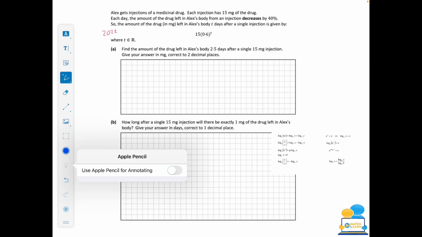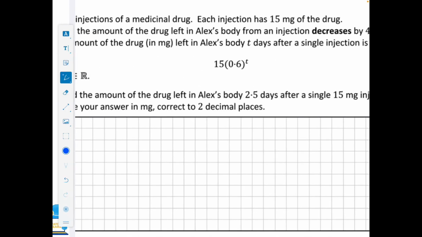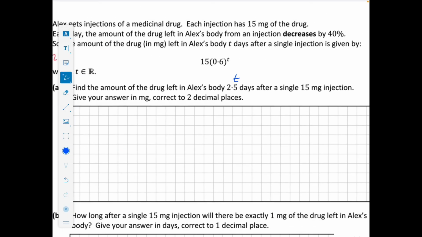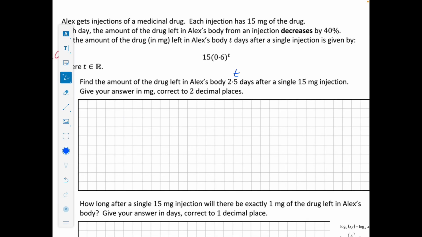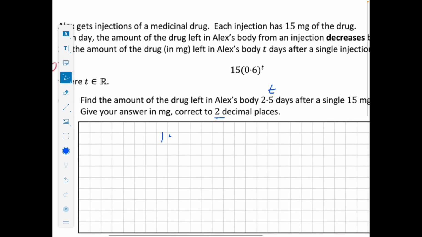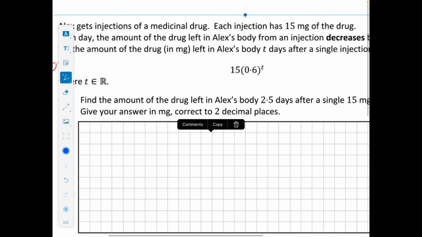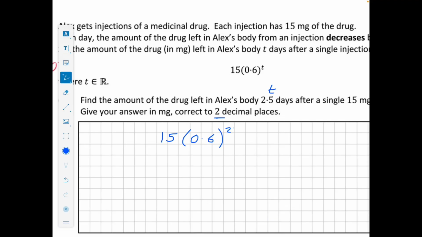So the amount of drug in milligrams left in Alex's body t days, so this is an important piece of information here, that t is in days, after a single injection is given by that formula. So 15 multiplied by 0.6 to the power of t. Find the amount of the drug left in Alex's body 2.5 days, okay, so this is going to be my t, after a single injection. Give your answer in milligrams, correct to 2 decimal places. So all I'm going to do is sub in 2.5 for t. So it'll be 15 multiplied by 0.6 all to the power of 2.5.